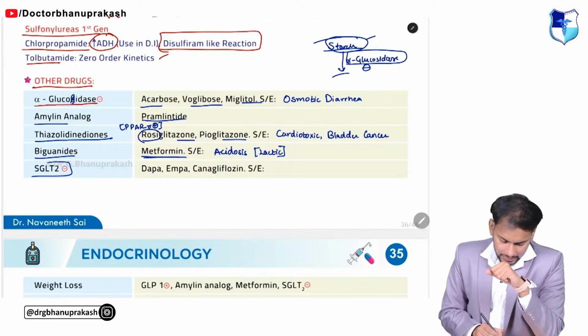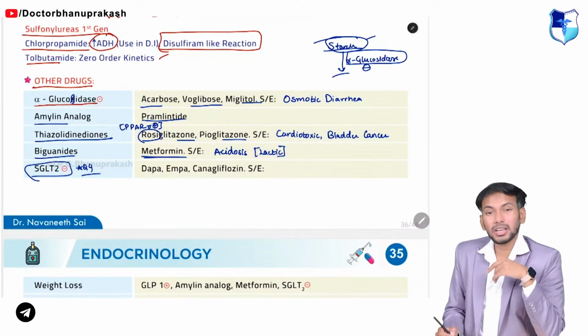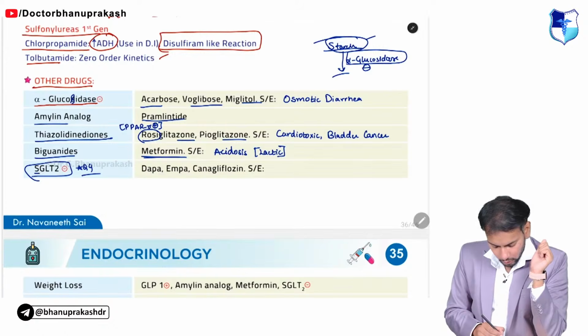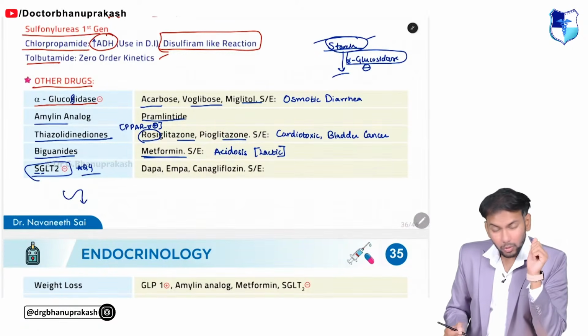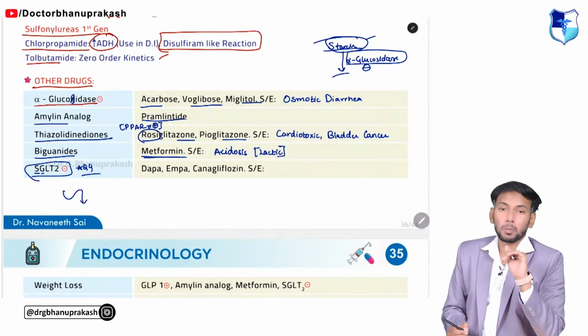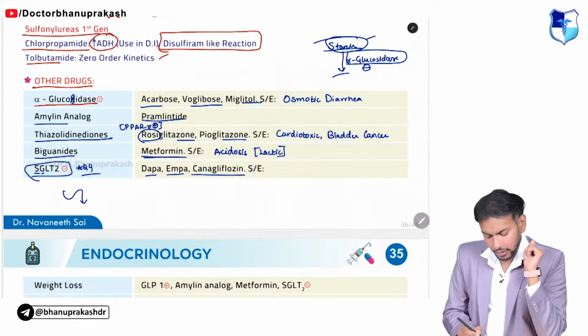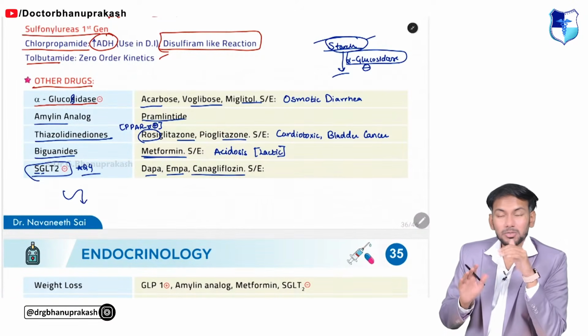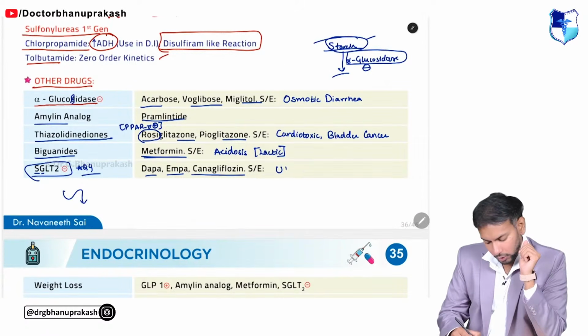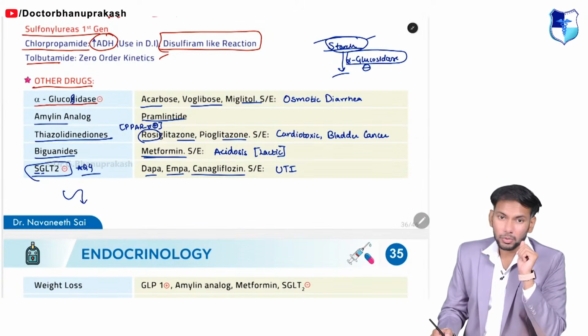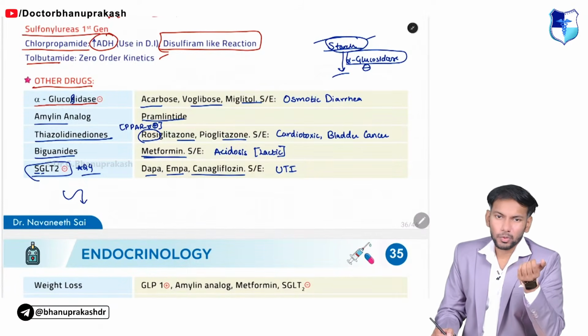Now, SGLT2 inhibitors, we have discussed so many times in CVS also. I told these are gliflozins. Along with sodium, glucose will also flow in the urine. So, glucose levels in the body will decrease. Dapagliflozin, empagliflozin and canagliflozin. What are the side effects? Because glucose is in the urine, it will cause UTI. And sometimes it might also cause bone fractures.